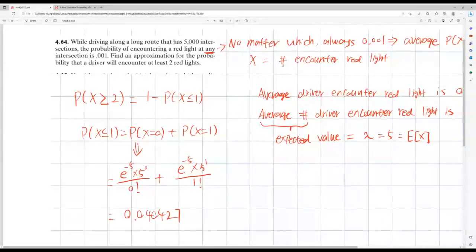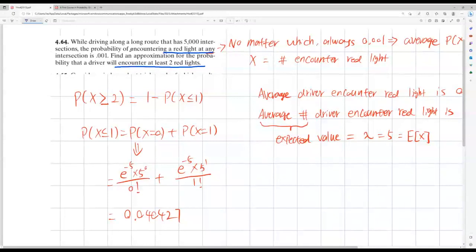So let x be the number of red lights the driver encounters. We're looking for when the driver encounters at least 2 red lights. That means we're looking for when x is greater than or equal to 2. And we also know the complement of x greater than or equal to 2 is when x equals 0 or x equals 1.